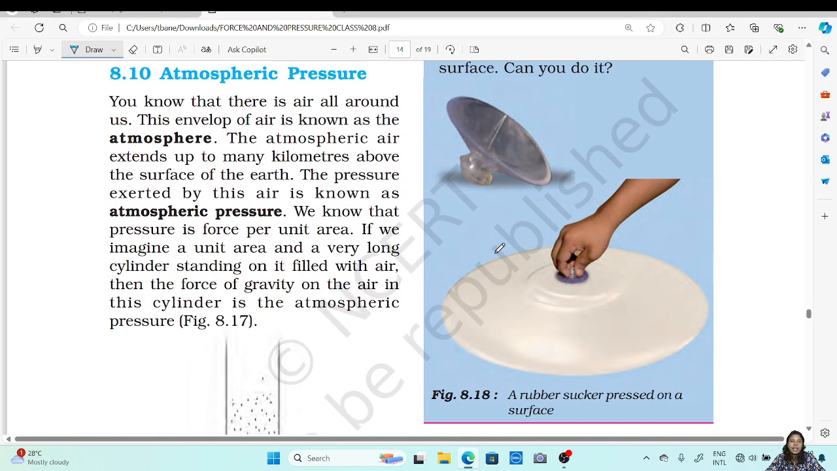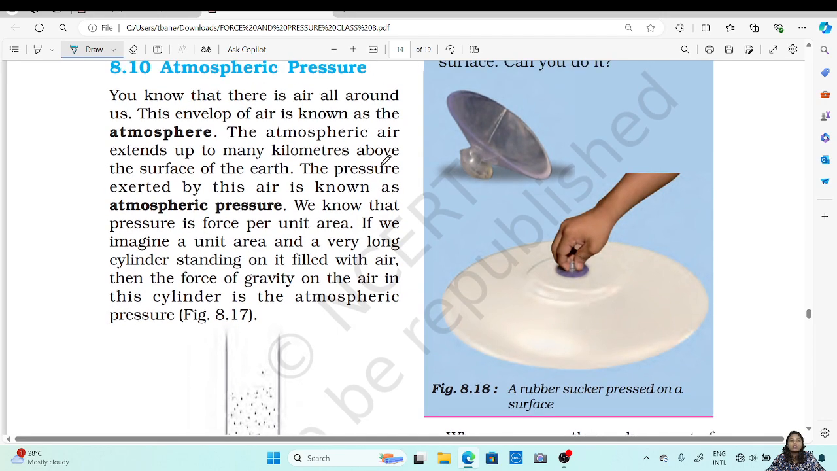You know that there is air all around us. This envelope of air is known as the atmosphere. The atmospheric air extends up to many kilometers above the surface of Earth. So it is not only at a certain level, it is there up to quite a high level. The pressure exerted by this air is known as atmospheric pressure.